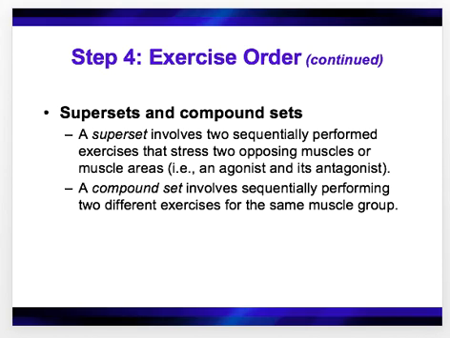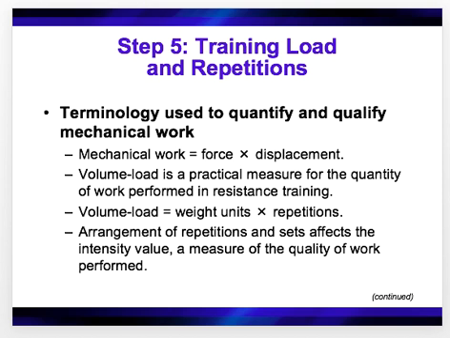A compound set involves sequentially performing two different exercises for the same muscle group. Okay, so you may go with tricep extensions and then closed grip bench press. Both of these are sequentially performing two different exercises, but you're still working the triceps. You're still working that same muscle group.